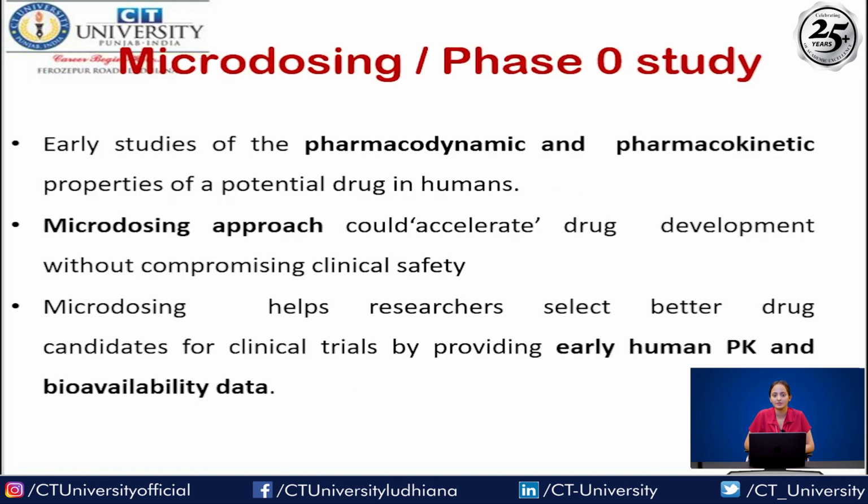Microdosing is known as the phase 0 study. This is the earlier study of the pharmacodynamic and pharmacokinetic properties of a potential drug in humans. The microdosing approach could accelerate drug development without compromising the clinical study. Microdosing helps researchers better select their drug candidates for the clinical trial by providing earlier human pharmacodynamic study as well as bioavailability data.